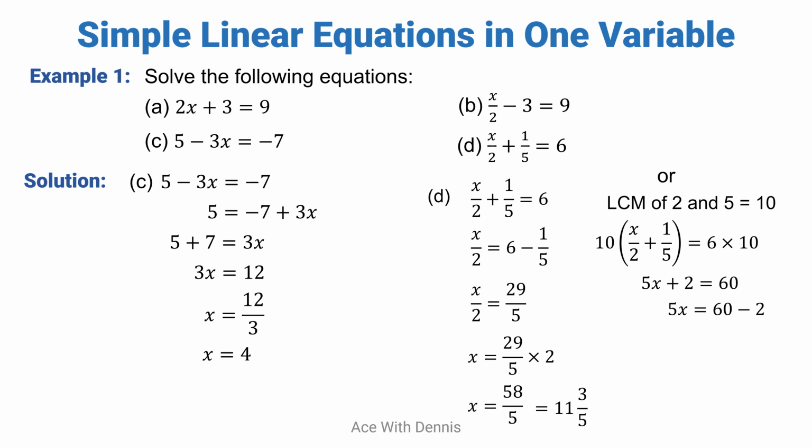Then we move the 2 to the right hand side, becomes minus. So 5x equals 60 minus 2, which is 58. Now we move the 5 to the right hand side, it becomes division. Hence x equals 58 over 5. Change to mixed fraction or improper fraction, which is 11 and 3 over 5.